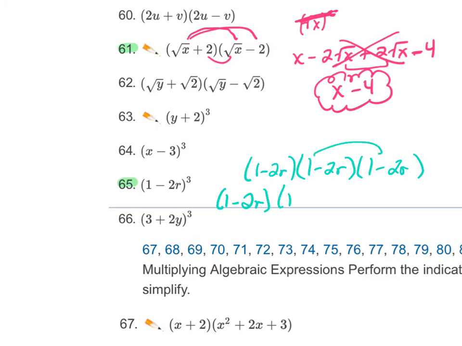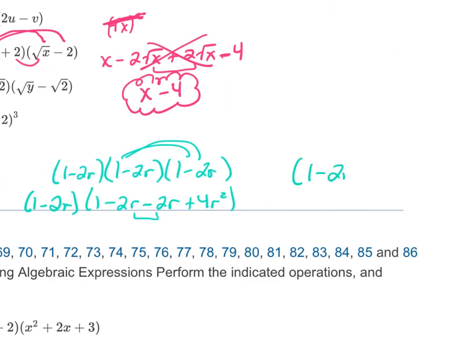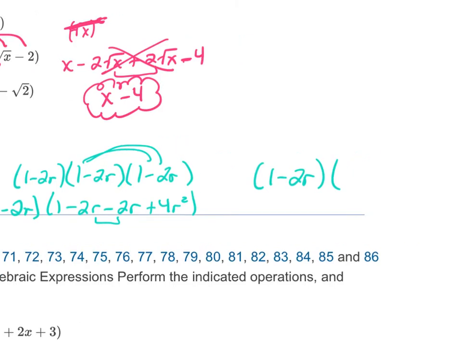So 1 times 1 is 1. 1 times negative 2r is negative 2r. Negative 2r times 1 is a negative 2r. Negative 2r times negative 2r is positive 4r squared. Combine these two in the middle. So you have 1 minus 2r times 1 minus 4r plus 4r squared.